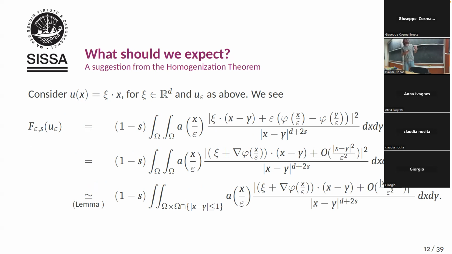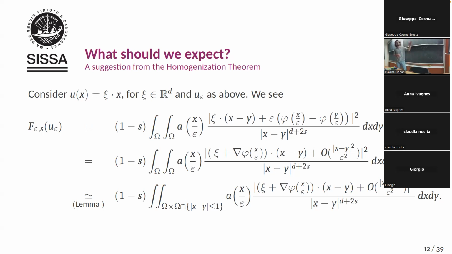Now we have that phi is smooth, so we may Taylor expand this term around x. So phi of x over epsilon cancels with phi of x over epsilon, and then we have just a gradient term plus higher order terms. Here we gather the higher order terms, and here we gather the gradient in the scalar product together with xi.